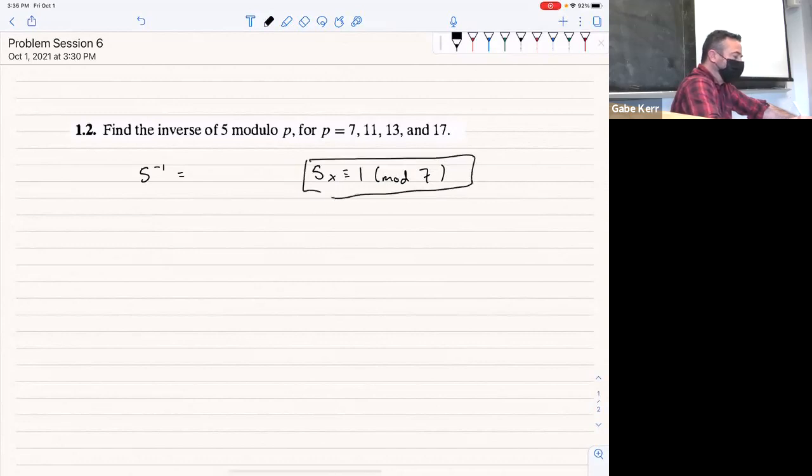That's absolutely true. You can start taking powers. But you are really looking for the solution to this equation, 5x equals 1 mod 7. So I just start going down the list. 1's not going to be it. So 2, I get 10, which is congruent to 3 mod 7. 3, I get 15, which is congruent to 1 mod 7. So I'm happy.